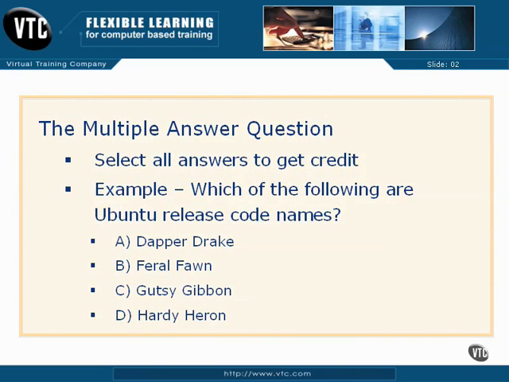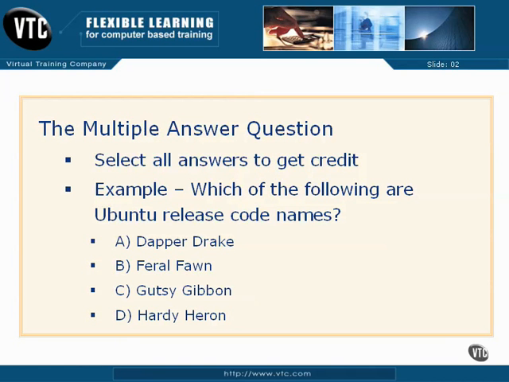The second type of question is also fairly well known, where multiple answers are correct. And be aware, there is no partial credit for these types of questions, so you have to get all the answers correct. This example question relates to different Ubuntu releases and requires some knowledge of Ubuntu release history. In this case, the answers are Hardy Heron, Gutsy Gibbon, and Dapper Drake. Feral Fawn is not a codename for an Ubuntu release, at least not yet.